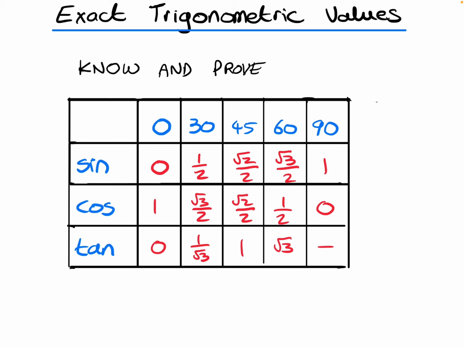So an A-level question might say, prove that cos 30 is root 3 over 2. Again, if you are unsure about this, if you can't remember how to do this, I will put a link to a different video in the description where you can go and see all about that as well.